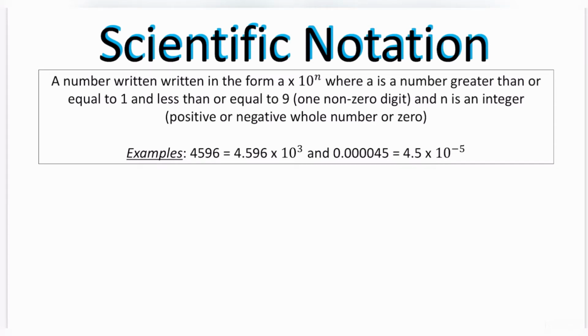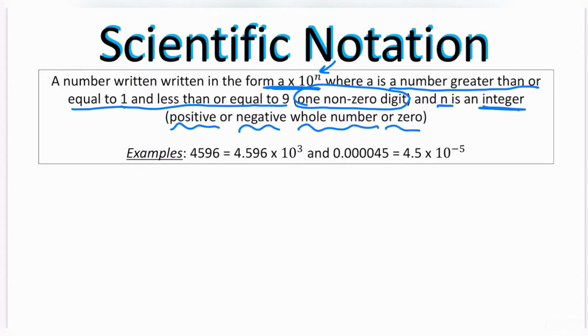Let's talk about scientific notation. In order for a number to be written in scientific notation, it has to be in the form a times 10 to the nth power, where a is a number greater than or equal to 1 and less than or equal to 9. That means basically you want one non-zero digit in front of the decimal point. And n, which is this exponent right here, is going to be an integer, which is basically just a positive or negative whole number or zero.